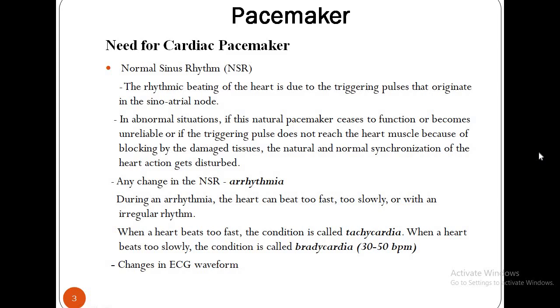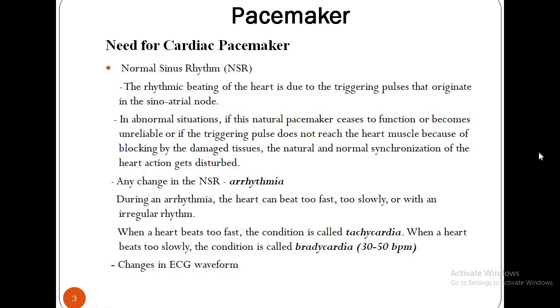In abnormal situations, if this natural pacemaker ceases to function or becomes unreliable, or if the triggering pulse does not reach the heart muscle because of blocking by the damaged tissues, the natural and normal synchronization of the heart action gets disturbed. When monitored, this manifests itself through a decrease in the heart rate and changes in the electrocardiogram waveform. Any change in the normal sinus rhythm is called arrhythmia.